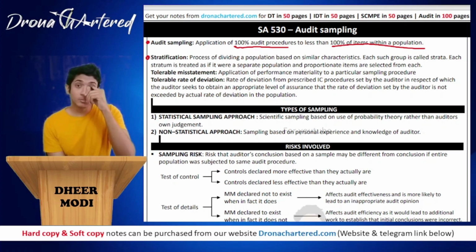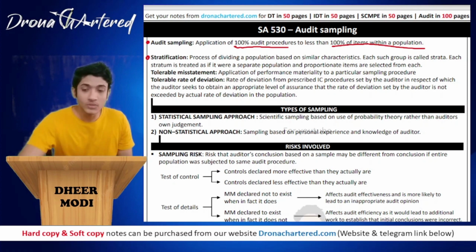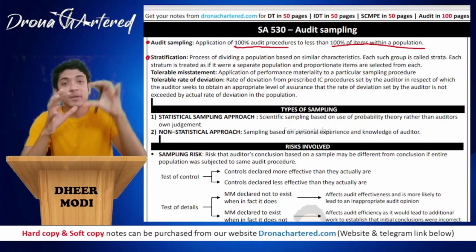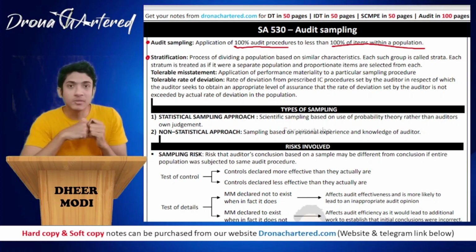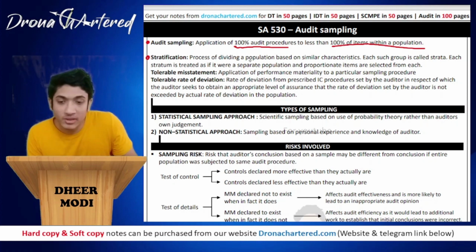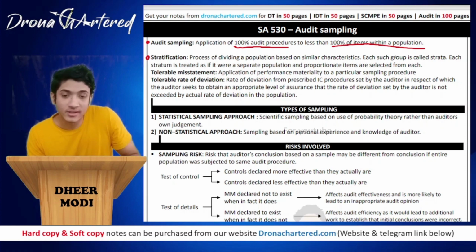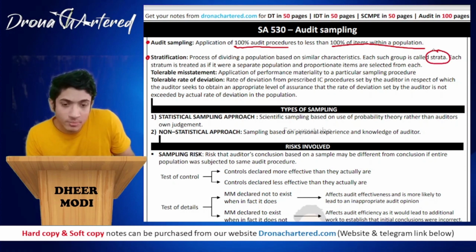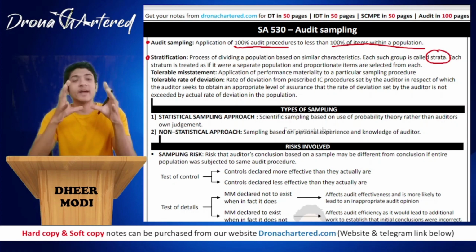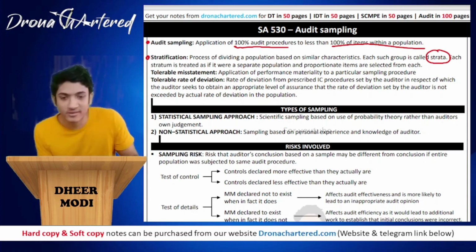The next comes your stratification. Now, what is stratification? Stratification is when you break the population into smaller groups, where each group has a similar characteristic. That is, it is a process of dividing a population based on similar characteristics. Each such group is called a strata. So each group that you have broken it into is called a strata. All the items within one strata will have similar characteristics.